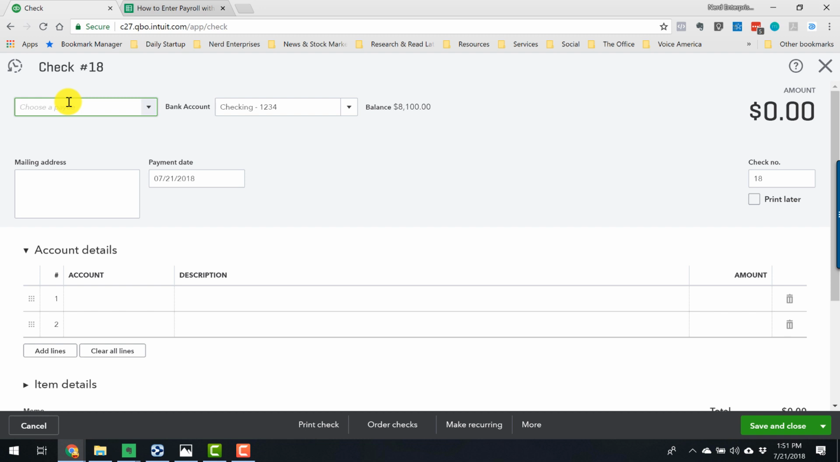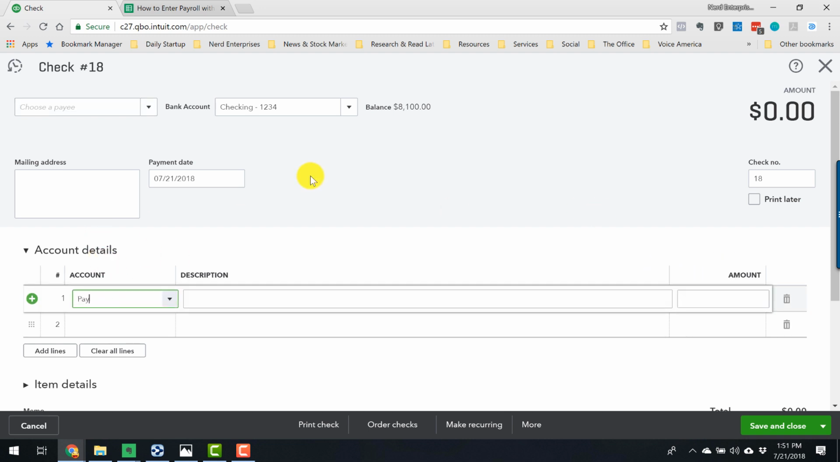And some bookkeepers like to book payroll with journal entries. That's always bugged me. I've never liked to do that because it's a check. It's coming out of the bank account. So why not just use a check? Use the form that's meant to be used for the purpose, right? So let's start with the first account. Is going to be the payroll expenses.